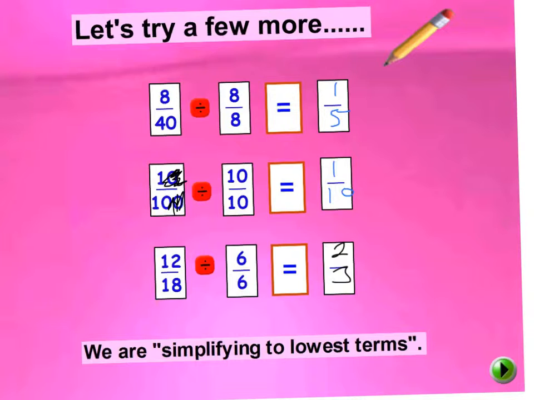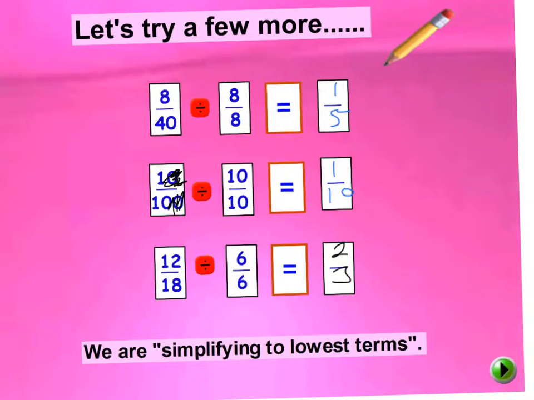We then did a couple examples. 8/40 dividing by 8 gave us 1/5. One thing we talked about again is to divide straight across. 8 divided by 8 gives me a 1. 40 divided by 8 gives me a 5. So divide straight across your numerators, divide straight across your denominators.